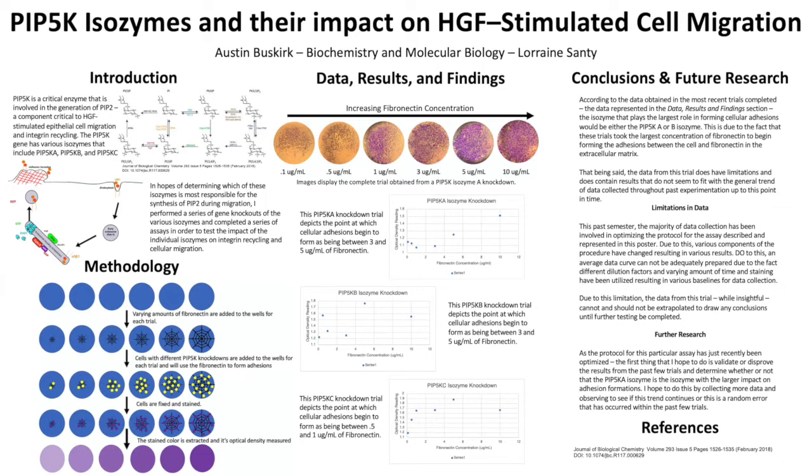So in order to determine which of these specific isozymes is most responsible for the synthesis of PIP2 during migration, which, as I said earlier, is a component that is critical to the stimulated epithelial cell migration, I performed a series of gene knockdowns of the various isozymes, and I also completed a series of assays in order to determine the impact of each of these individual isozymes on the cells as a whole.